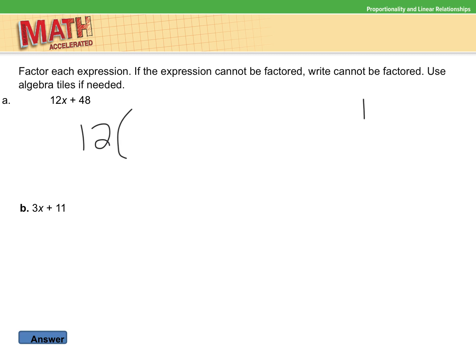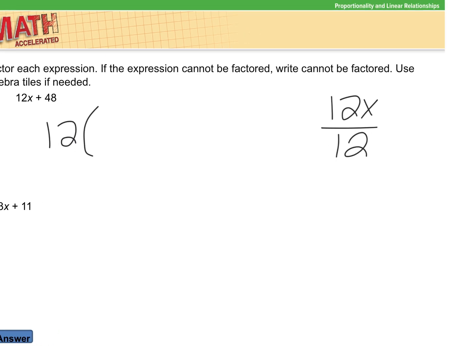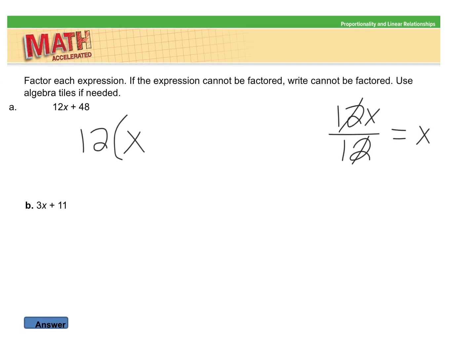So if I take 12x divided by 12, what am I going to have left? X, right? The 12s cancel out, so we're left with just x. That's what's left on the inside. Same thing with 48. We're going to take 48 divided by 12. What does that give us? 4. So we're going to have x plus 4 on the inside.